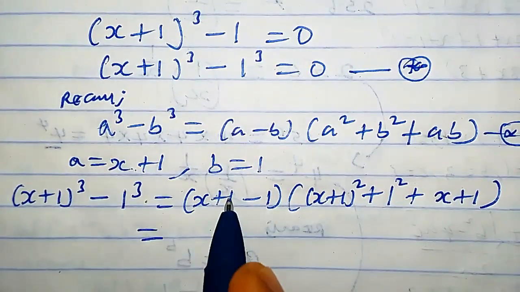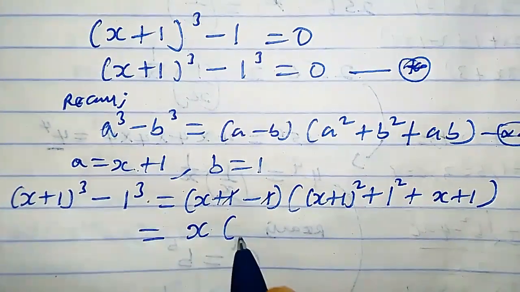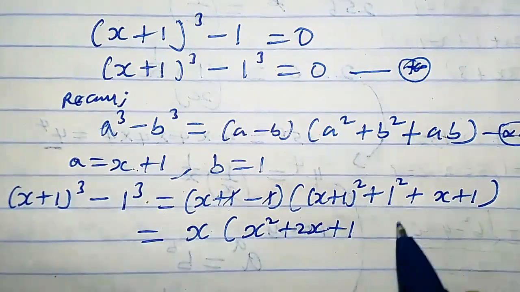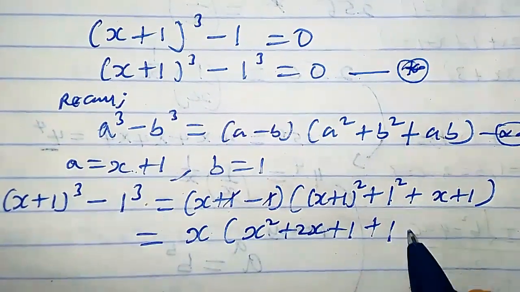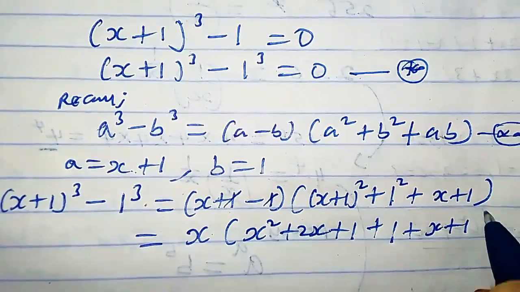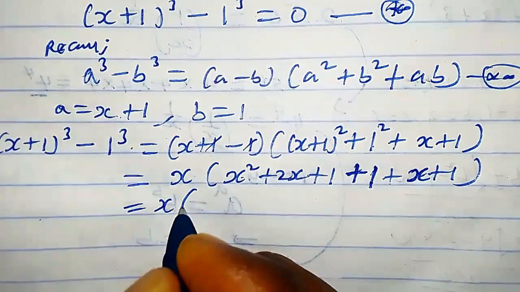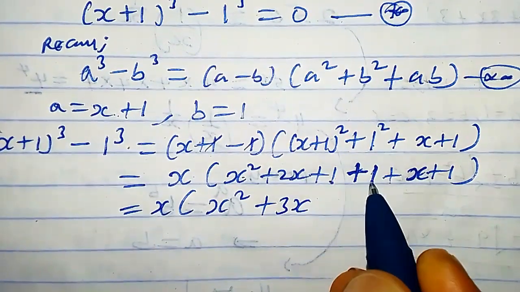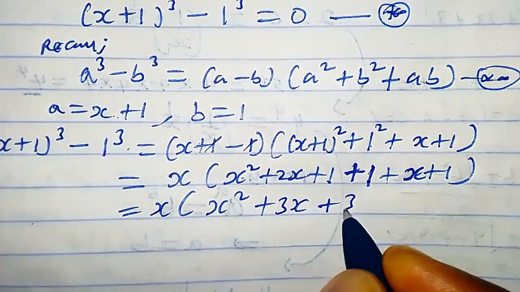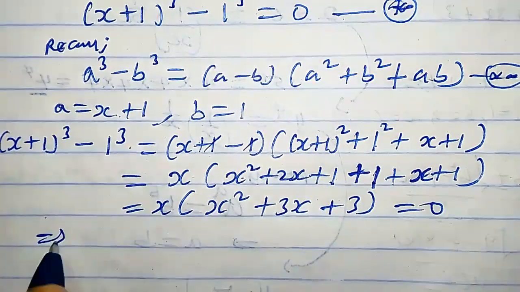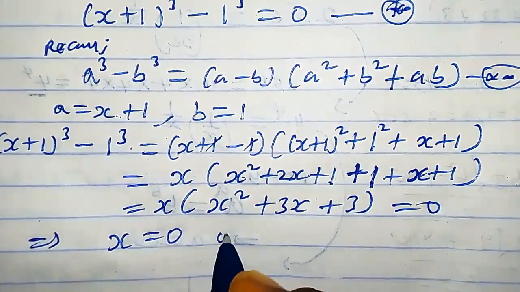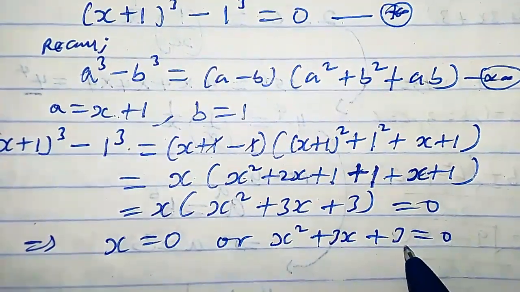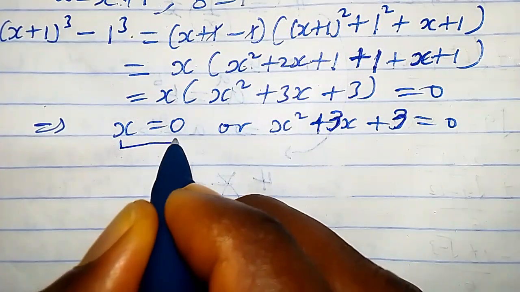So this equals, this guy cancels this guy. So we have x times, when we expand (x + 1)^2, we get x^2 + 2x + 1, plus 1^2, that is 1, plus x + 1. So let's add this up. We're going to have x times (x^2, 2x plus x, that is 3x, 1 plus 1, that is 2, plus 1, that is 3). So this equals 0. This implies that we have x equal 0, or x^2 + 3x + 3 equals 0. Clearly, we have obtained one solution, which is x equals 0.